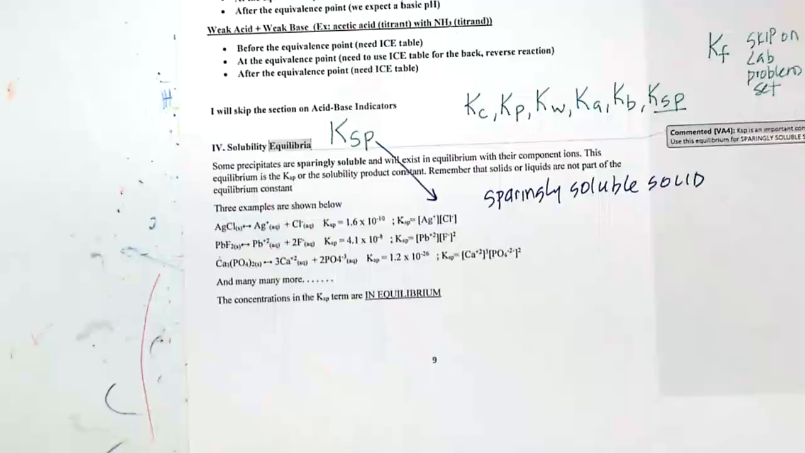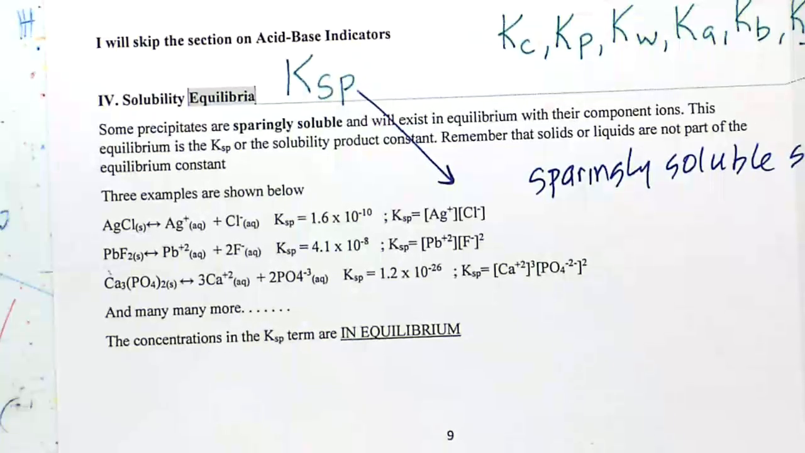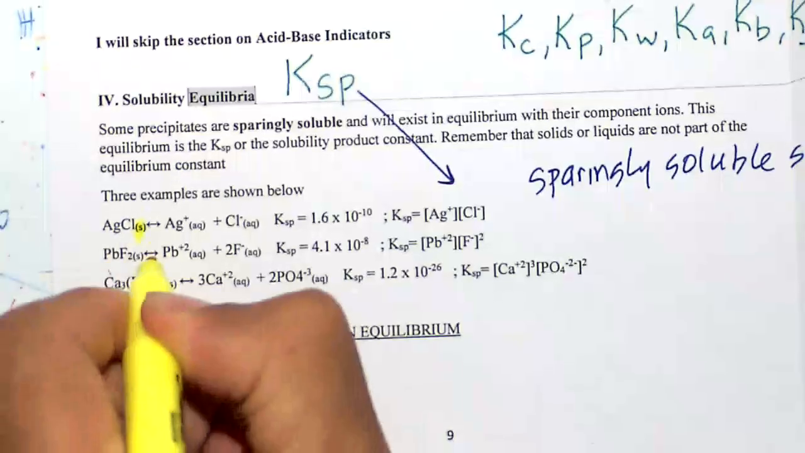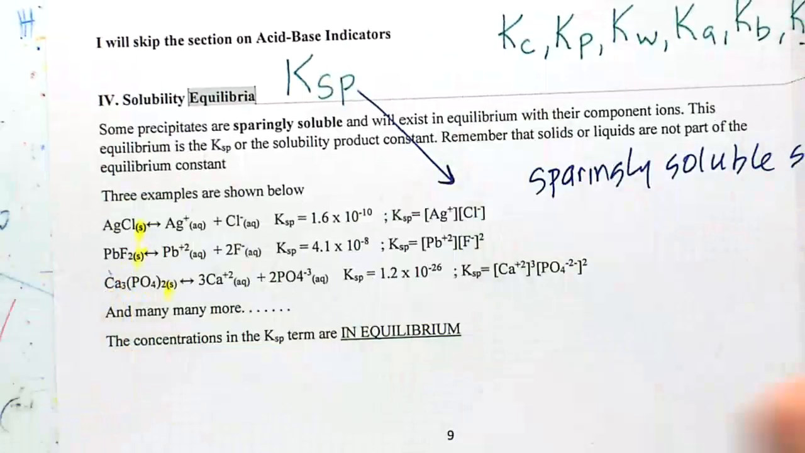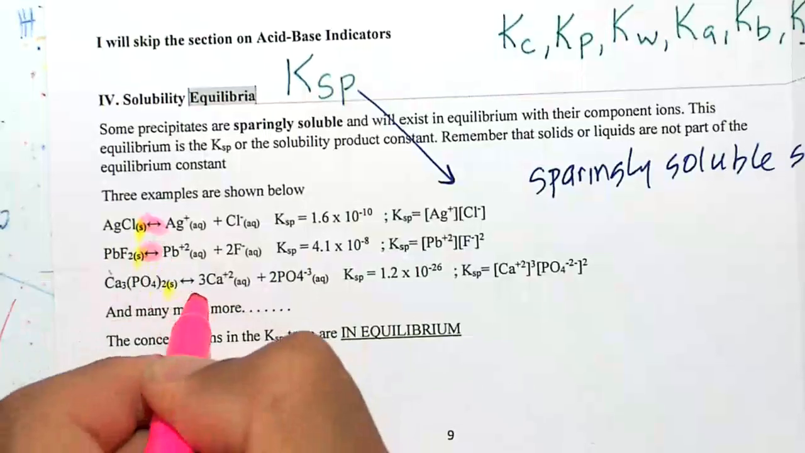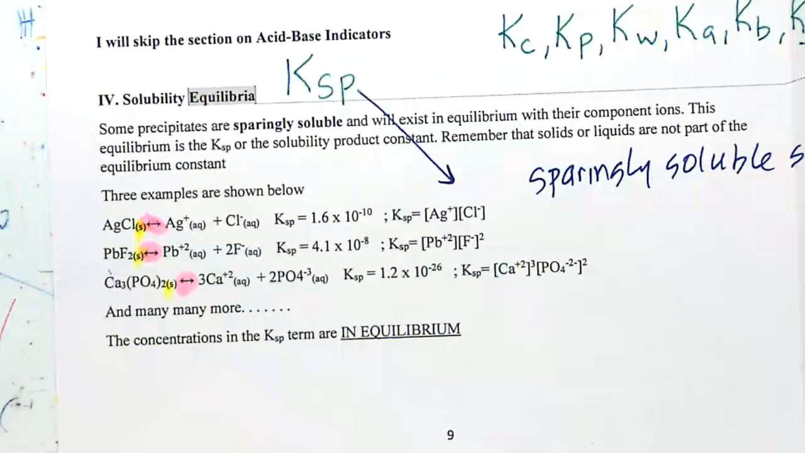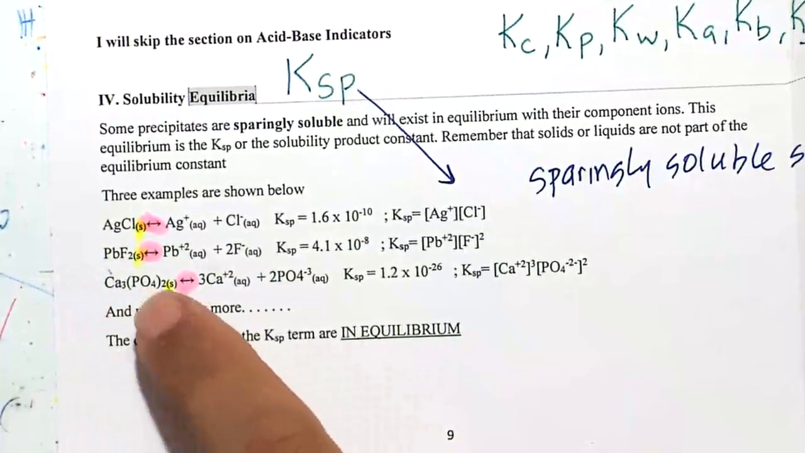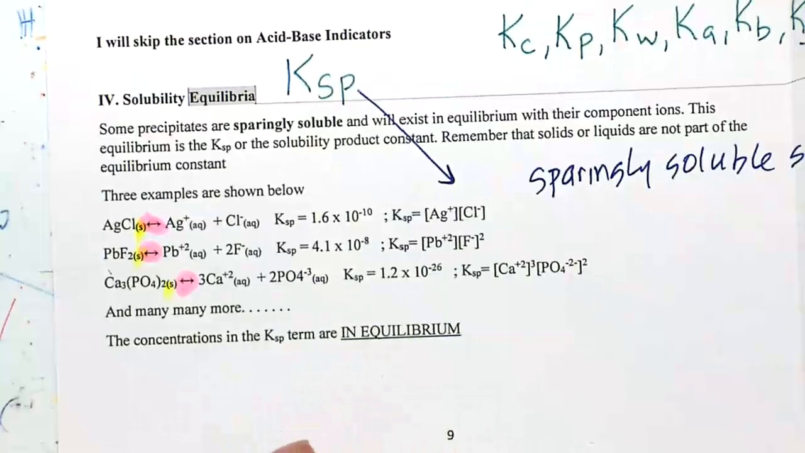Let's take an example. For Ksp, you should see a solid on the reactant, left-hand side, plus, as we know, an equilibrium. The solid is going back to its ions. That is Ksp. I'll give you the Ksp, and on page 12 of your notes there's a whole bunch of Ksp constants. Let's go over a hard one, calcium phosphate. Once we do the hard one, the other one should be easy. Calcium phosphate is a solid.